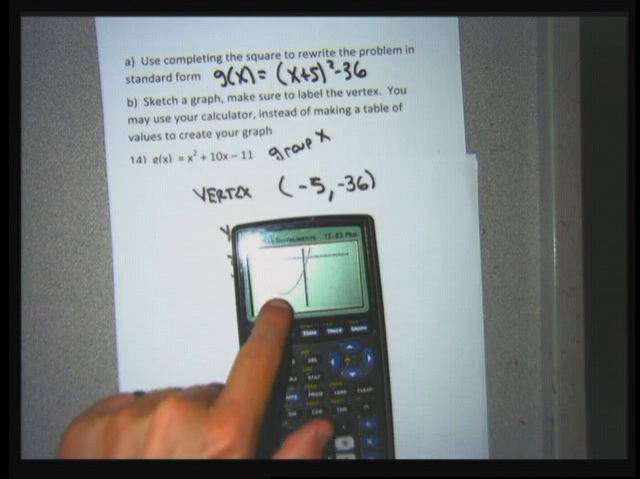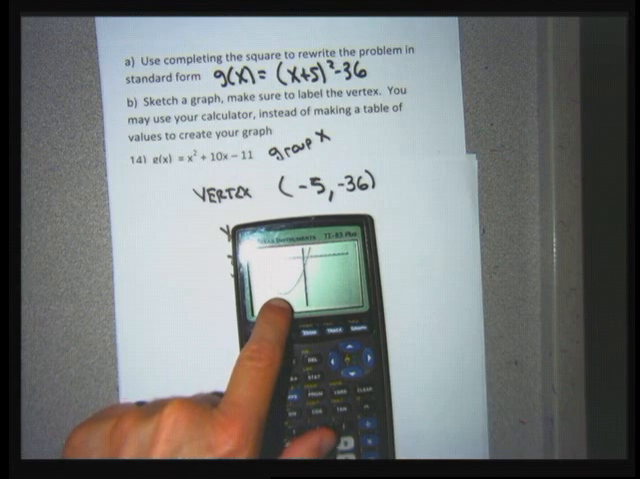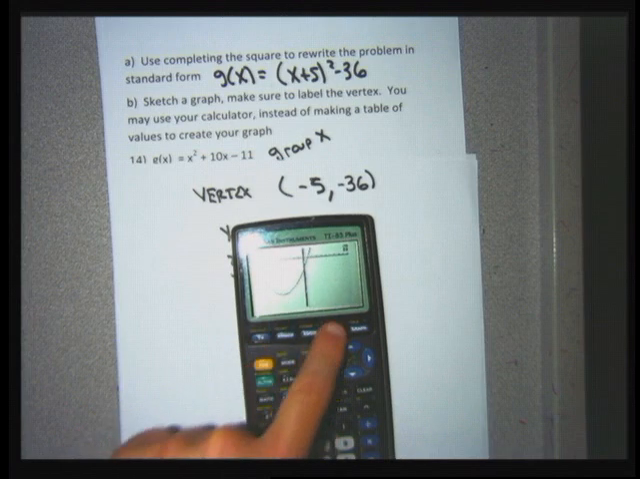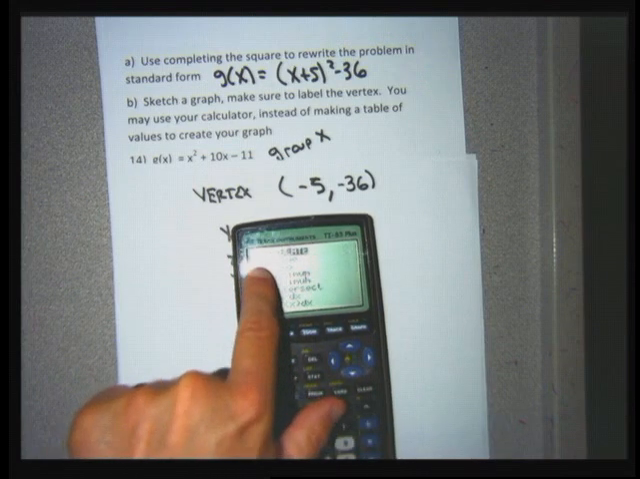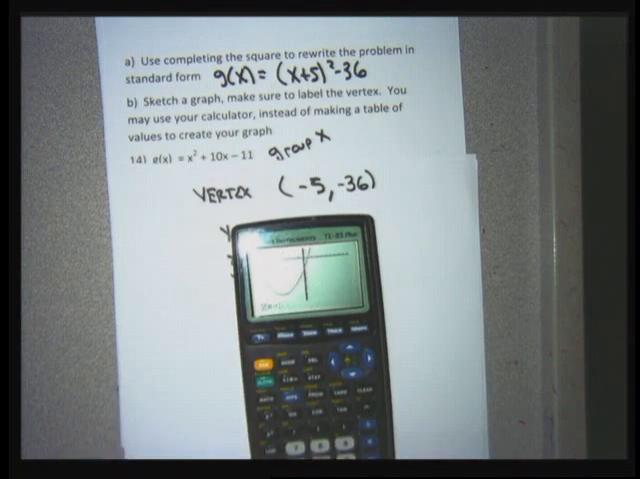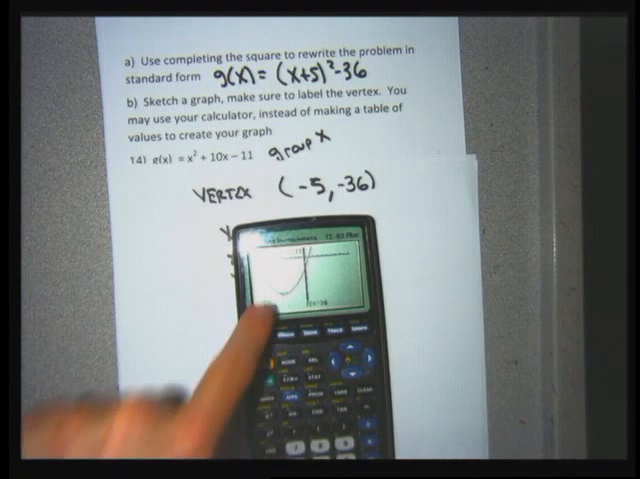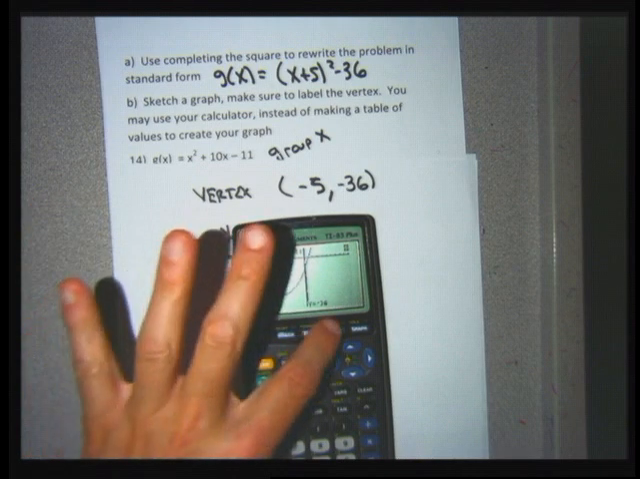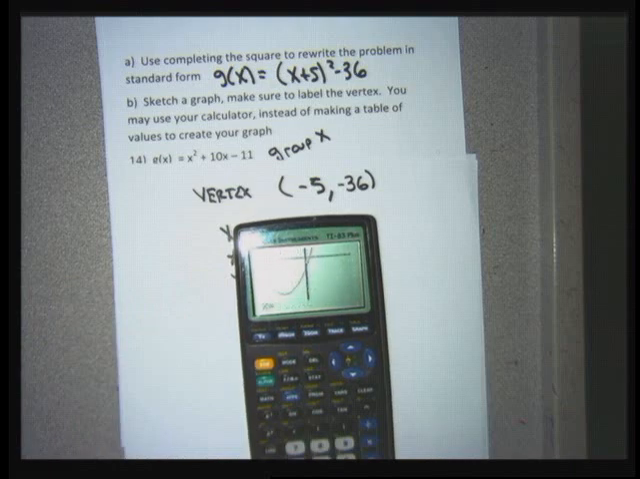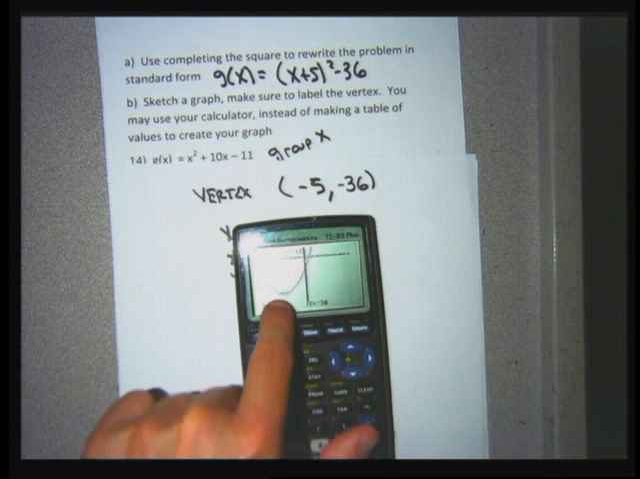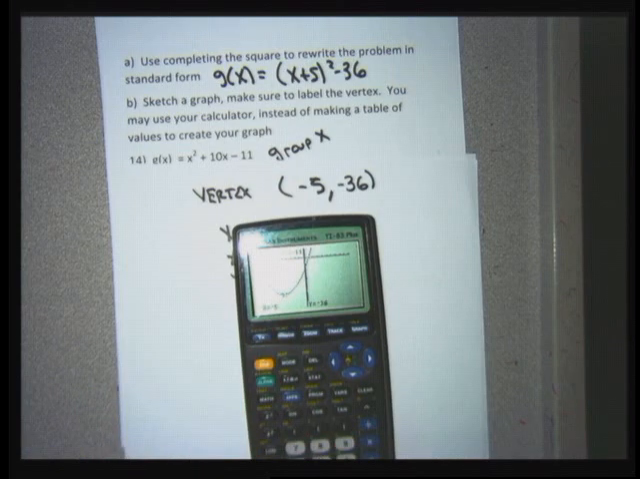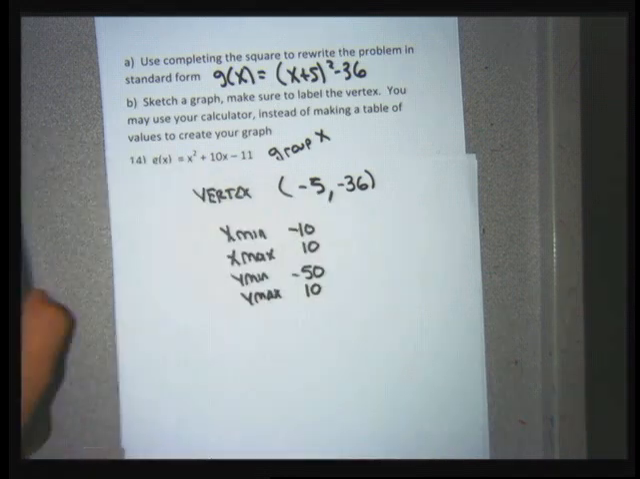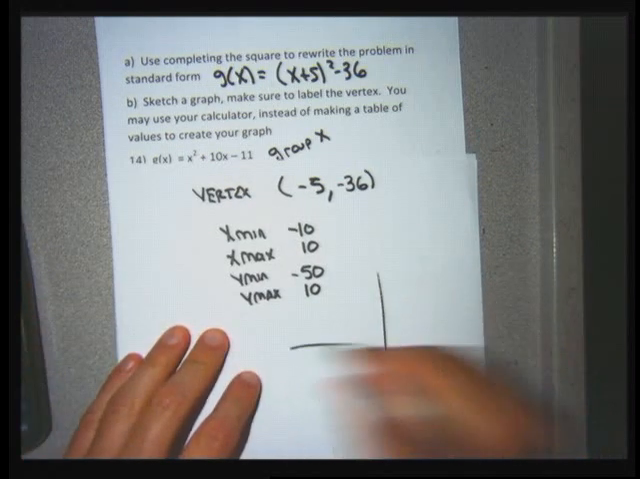And to show you that this vertex is -5, -36, I can do a real quick thing on my calculator. Hit the second button, hit the trace key, hit enter on value, type -5, and hit enter, and it shows me the vertex is at -5, -36. I didn't have to do the other calculations that we did before because I knew what the vertex is. And for me, this is a more than awesome graph.